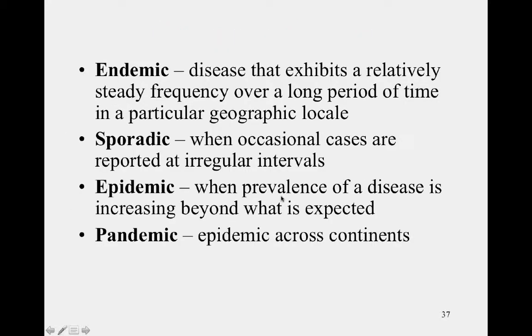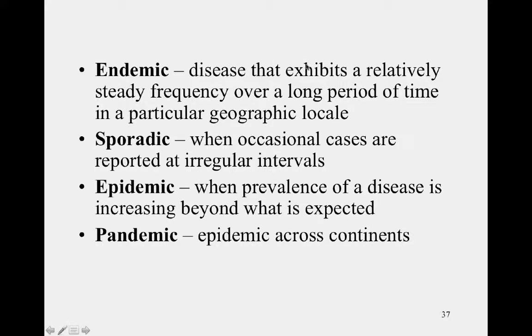And as far as the distribution of disease, if you hear these terms, a pandemic, for example, the bird flu, there's a concern that bird flu could become a pandemic. That's worldwide, so that's international. Epidemic is when it's basically spreading beyond what was expected, sporadic, at irregular intervals, and then endemic would be a particular infectious disease that is always present.